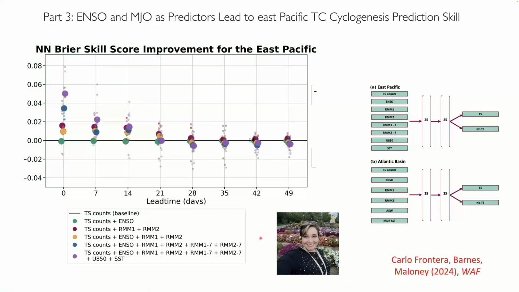Okay, so I don't think I have too much more time here, but let me just give one little plug-in to some results that were derived by our former graduate student, Zybeth Carlo Frontera. And she was looking at the East Pacific cyclogenesis problem as well, but in a very different way. And so Zybeth is using a neural network with the MJO, ENSO, and environmental predictors input into the neural network to try to predict cyclogenesis at various lead times.